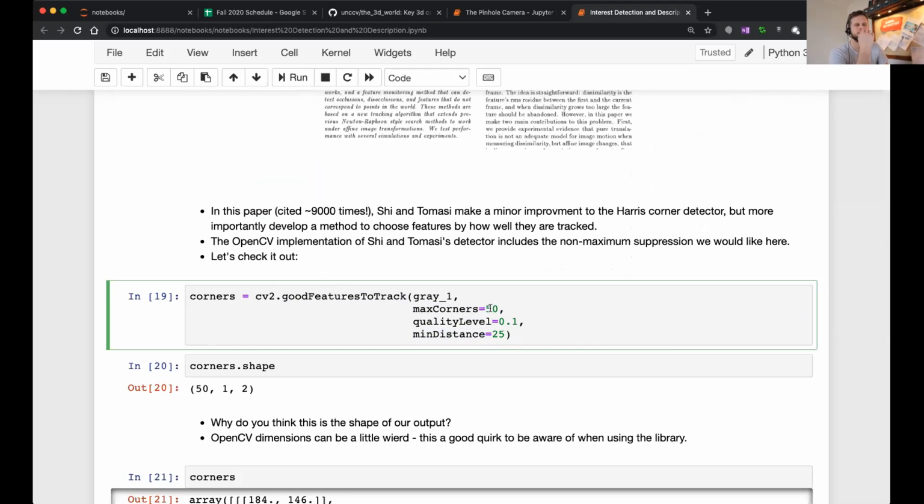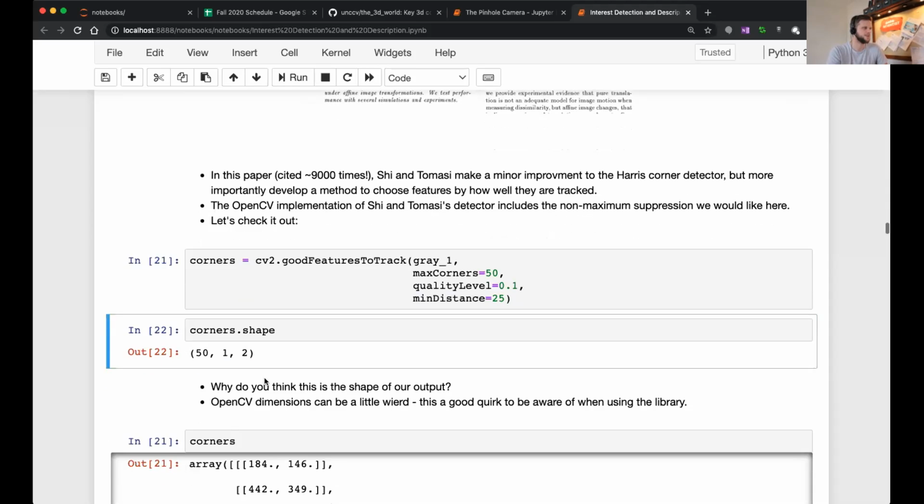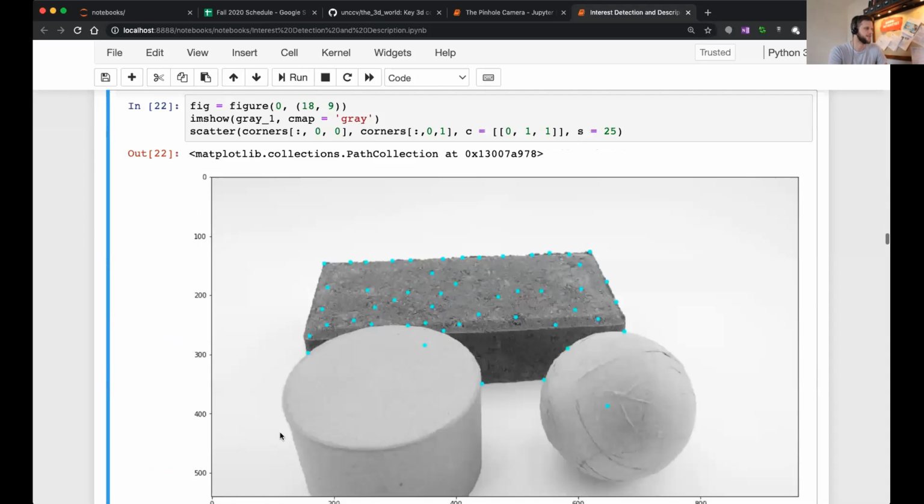Yeah, it's the minimum distance between 2 points, right? So what this is saying is it'll never give us 2 points that are closer than 25 pixels, which is pretty useful because you might not want a bunch of points in one location, right? So if I run this, I'm going to get 50 different points. OpenCV has kind of weird dimensionality. They give you a 50 by 1 by 2, which we can deal with, but it's a little bit weird.